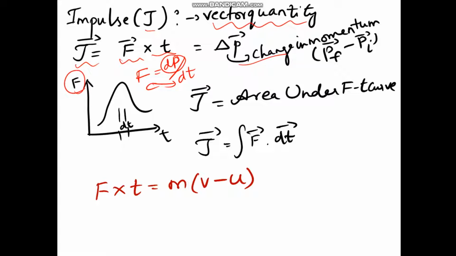Area under an F-T graph gives the impulse. This is indicated by an integral sign. Integral sign means it is nothing but the total thing. That is, the area under an F-T graph gives the impulse. So F into T is delta P. Delta P is final momentum minus initial momentum, that is m into (v minus u).